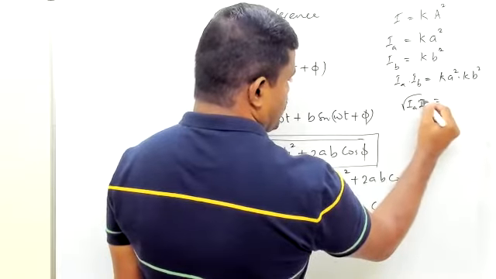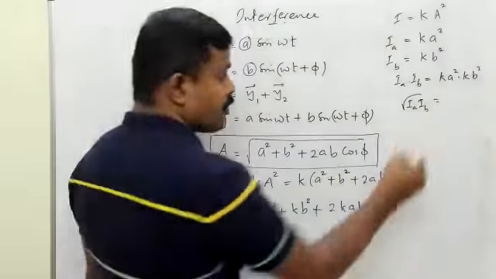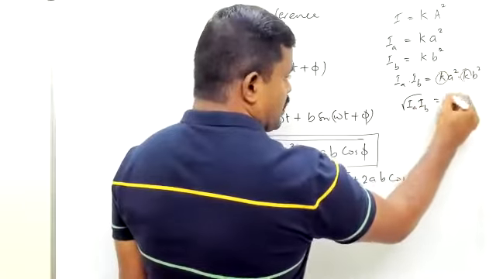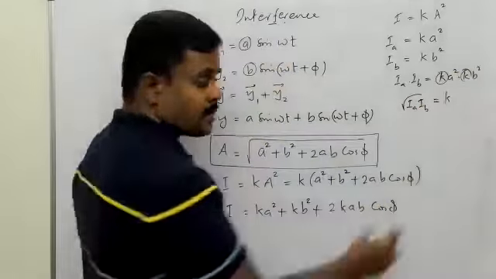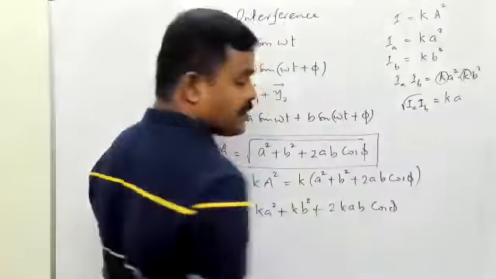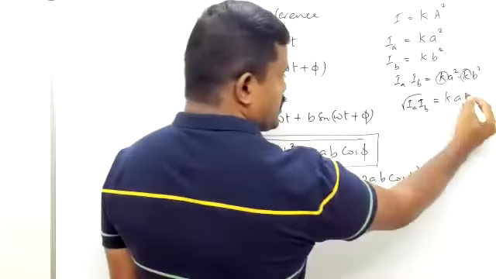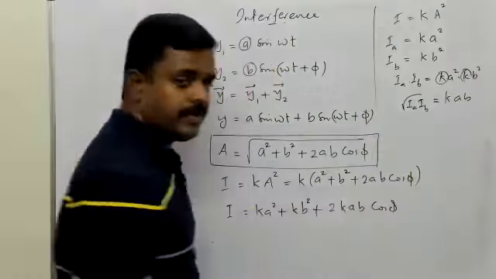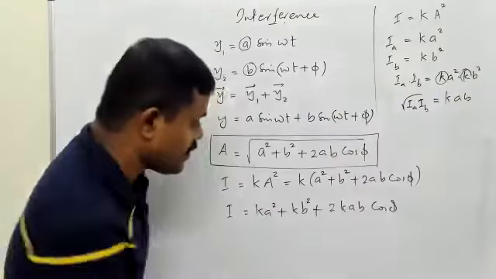What do I get if I take the square root of this? For 2 Ks, I'll get 1 K. Square root of a square is a. Square root of b square is b. Why did I do all this? Because Kab I have here, no? Kab.